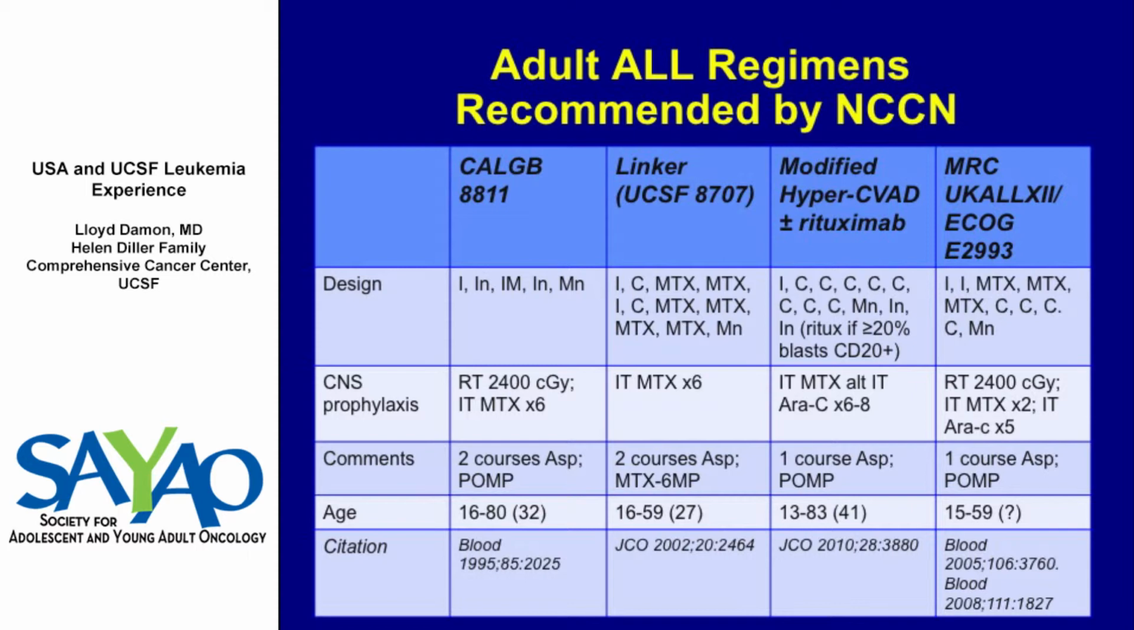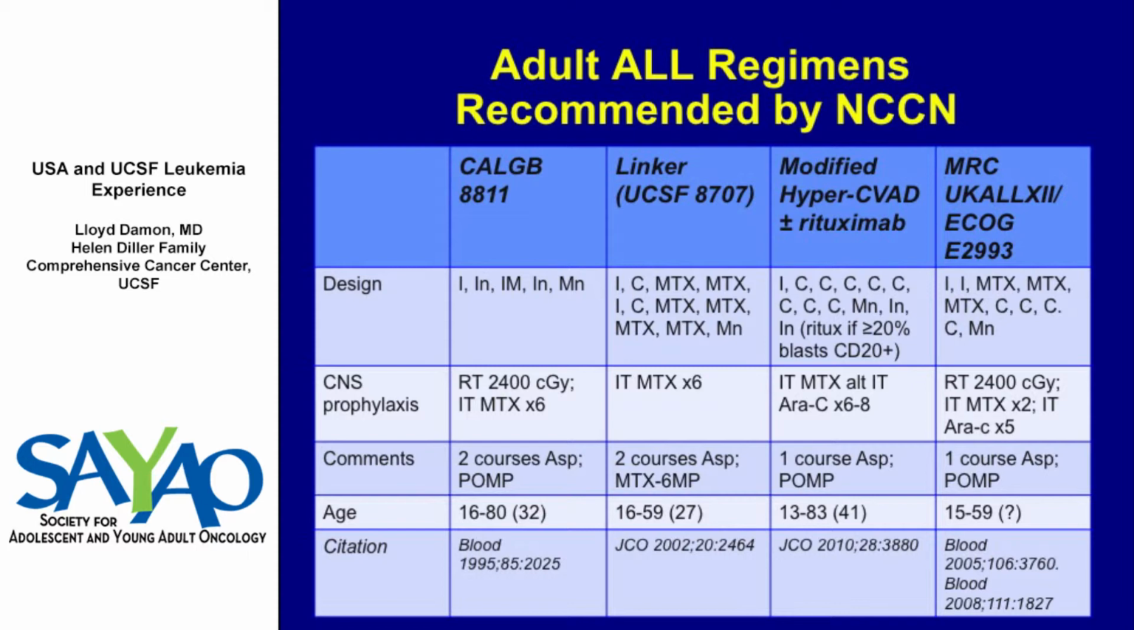To look at the other regimens recommended by NCCN, I have these definitions. I'm not sure they're standard or not, but for the purposes of my next slide, I put these in so you understand what I mean. And if we look at the 4 regimens, compare and contrast a bit, obviously their designs are quite different, as you can see. We're very heavy in high-dose methotrexate in the 8707 protocol. Hyper-CVAD has 8 myelosuppressive consolidations.